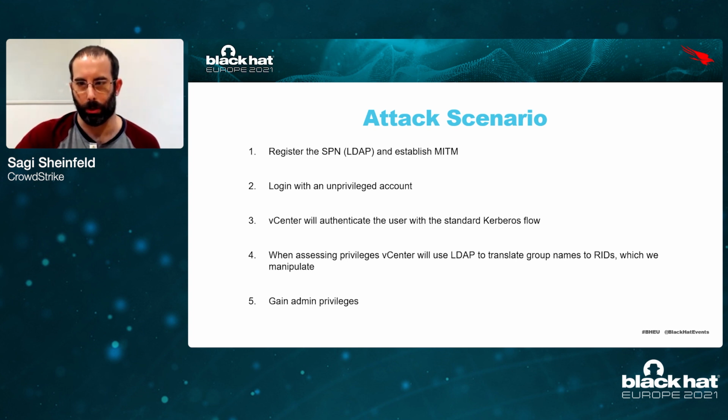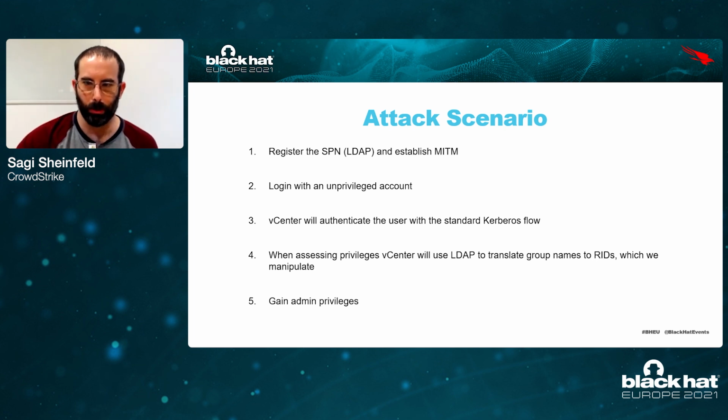vCenter will start the authentication process, which we have already described, and we relay it to the real DC. Then, when assessing the user privileges, vCenter needs to translate the AD group names to the respective security IDs. In this case, we can intervene in those LDAP searches and return fake security IDs instead. For instance, when vCenter wants to translate domain admins to a security ID, we can return the security ID for domain users, which results in every domain user having admin privileges in vCenter.